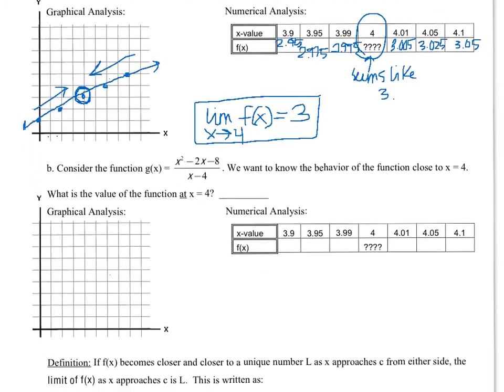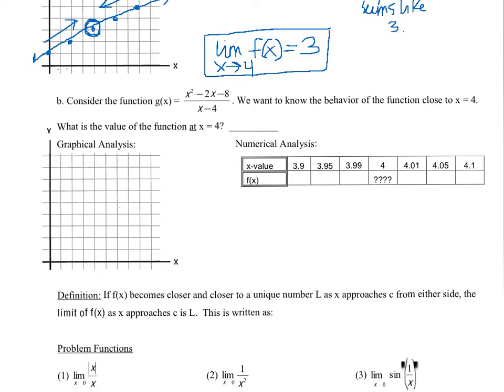Let's take a look at example B. Now, as I look at example B, you'll notice we have a fraction. We want to know behavior again as we get close to 4. What I'm going to do first is plug in the value of 4. If I plug in 4, it doesn't even matter what the top is, because if I plug in 4 into the bottom, I get a fraction that's undefined because I can't have 0 in my denominator. So let's go graphically.